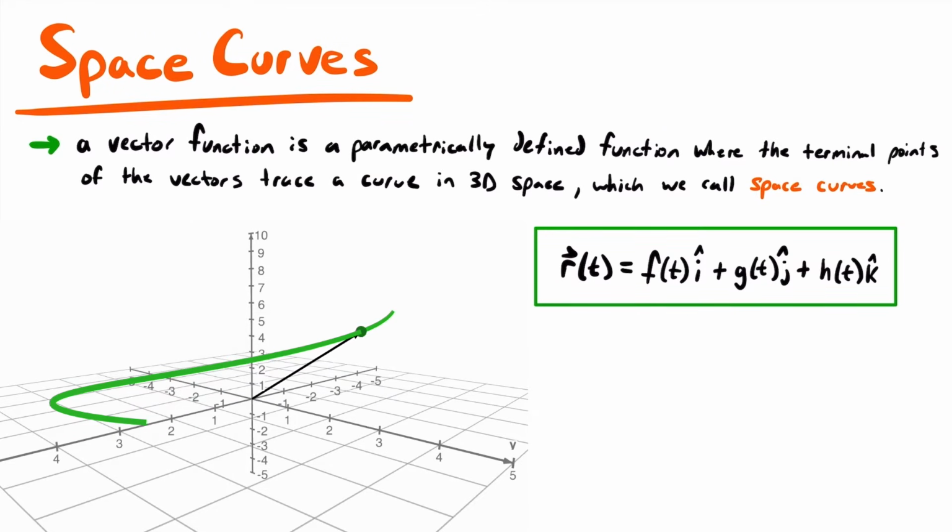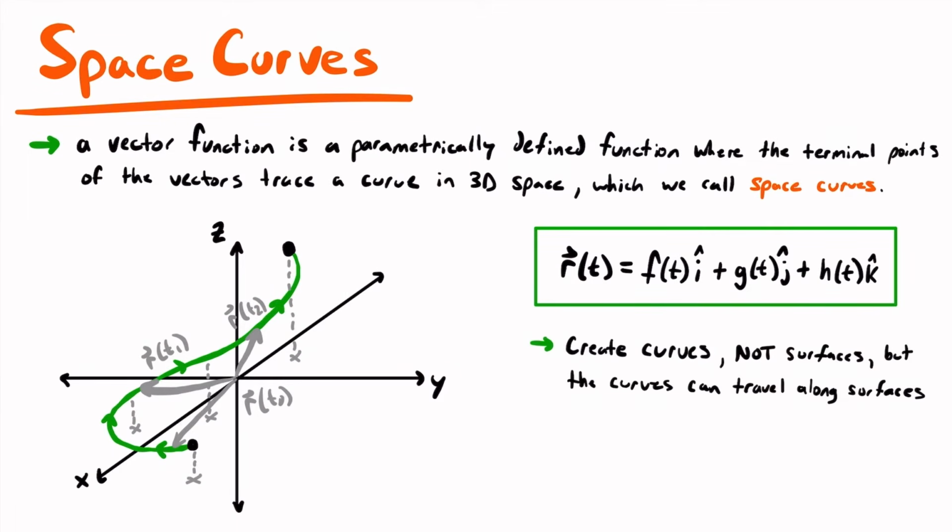Now, just a couple more things to take note of here. First, it's important to remember that vector functions create curves, not surfaces. However, the curves can travel along surfaces. And you'll see that when we look at how to sketch space curves. A lot of the times what we have to do to help us sketch them is first draw a surface that the curve travels along. All right, so the vector function itself does not represent a surface, it represents a curve, but that curve might be on a surface.